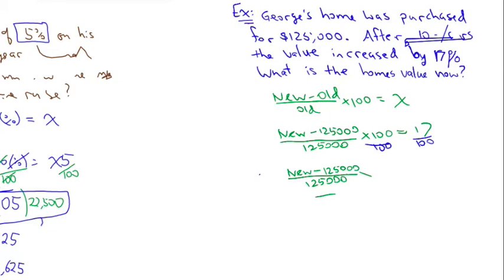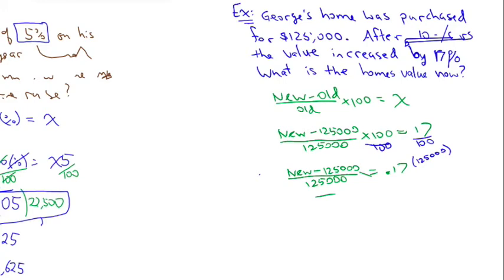125,000 is equal to 0.17. Then you multiply both sides by 125,000. 125. Make sure you get all three zeros. And this answer will tell you how much your house has actually increased in value, the absolute change.